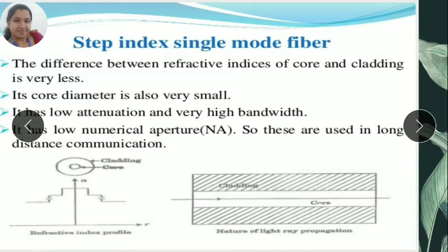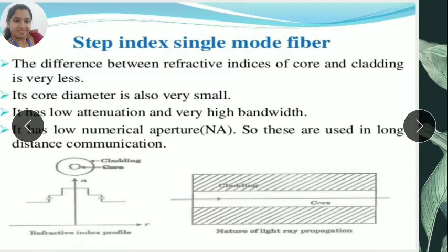So you observe this diagram. Here only one light wave is propagated through the core. The center portion is core and outer covering is called cladding. Only one light wave is propagated at a time. The second point is its core diameter is very small because only one light wave is propagated. So the cross section area for one light wave is very less. So here the diameter of core is very small.